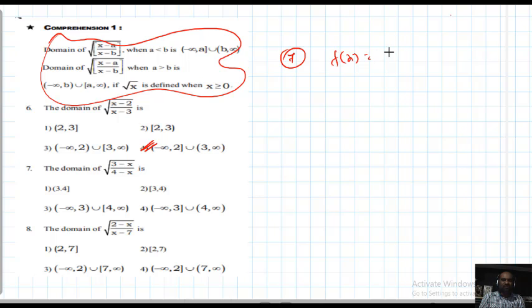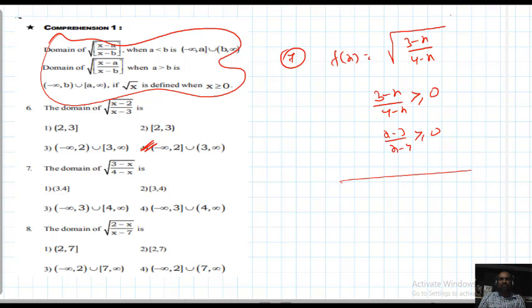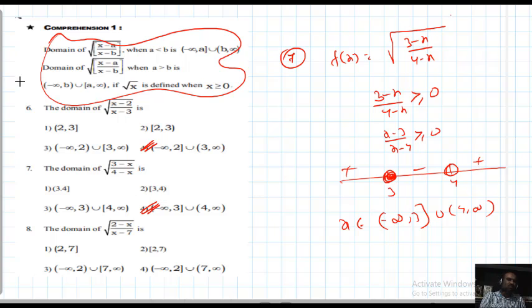F of x is given as root over (3 minus x) by (4 minus x). Same, (3 minus x) by (4 minus x) should be greater than or equal to 0. Take minus common in numerator and denominator. What will we get? (x minus 3) by (x minus 4) greater than or equal to 0. Number line 3, 4. 3 will satisfy, but 4 won't satisfy. Open circle. Plus, minus, plus. We want the positive symbol. x belongs to minus infinity to 3 closed union open 4 to infinity. This is the domain of the function. So minus infinity to 3 closed, 4. I will move with 4.